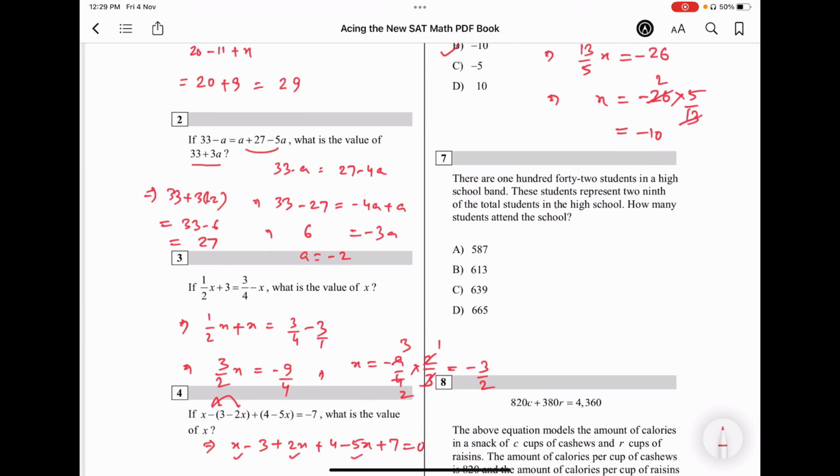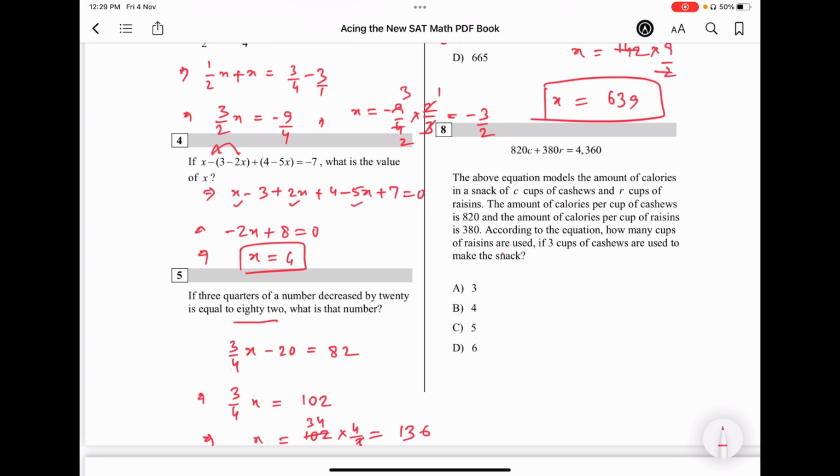There are 142 students in a high school band. These students represent 2/9 of the total students in the high school. So this is 142. So x, we can get x by multiplying both sides by 9 over 2. So this is 71 times 9, 639 is x, which is the total number of students attending the school.